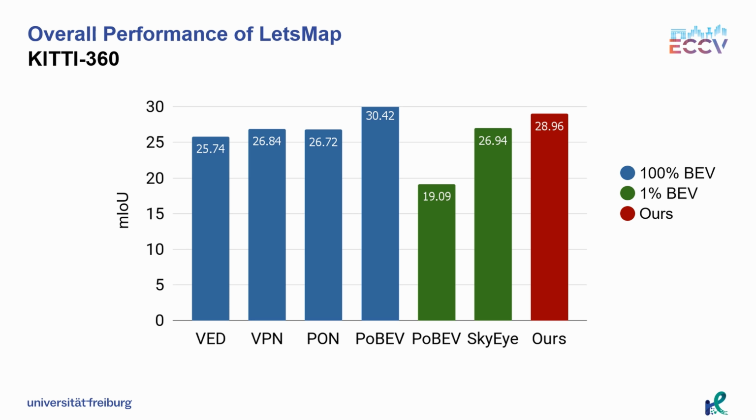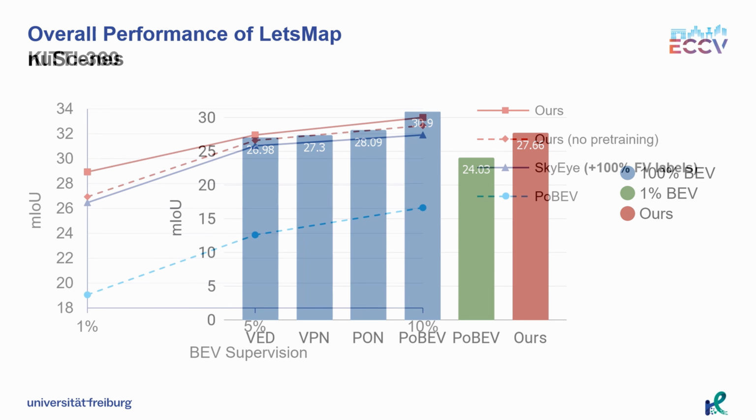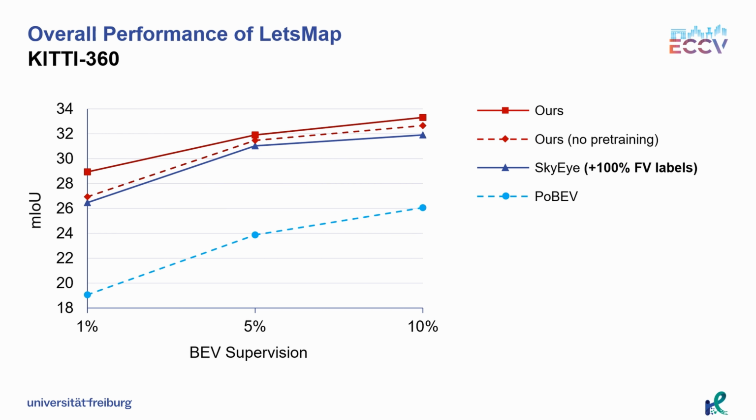In this plot, the blue bars represent models trained using 100% of bird's-eye view labels. The green bars show models trained using only 1% of bird's-eye view labels, and the red bar represents our approach. We observe that our approach, LetsMap, outperforms the baselines trained using 1% of bird's-eye view labels by 2.02 percentage points. On the nuScenes dataset, we observe that our approach outperforms SemanticBEV, trained using 1% of bird's-eye view data, by 3.63 percentage points.